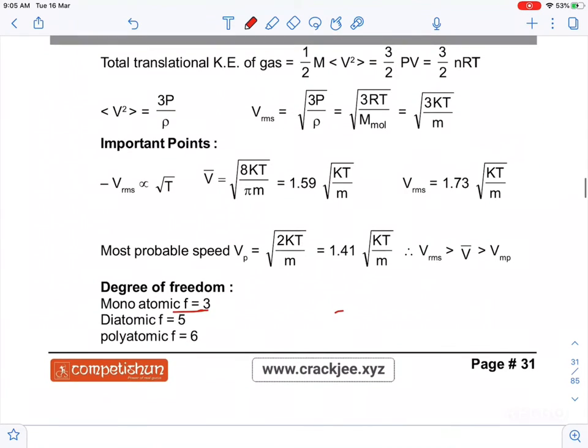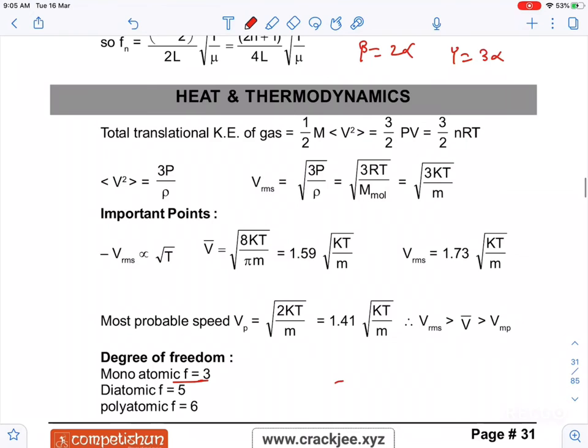Okay guys, keep this thing in mind. This relation they have asked many times. Now, what is kinetic theory of gases, and why have we considered kinetic energy only in gases?